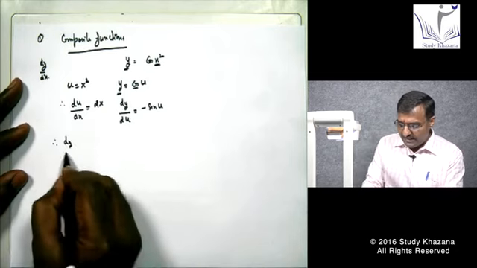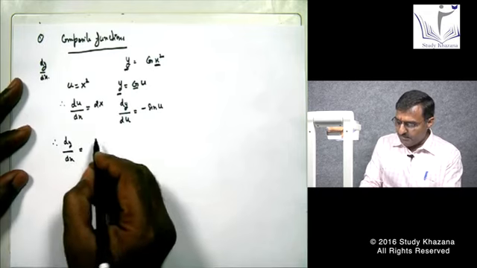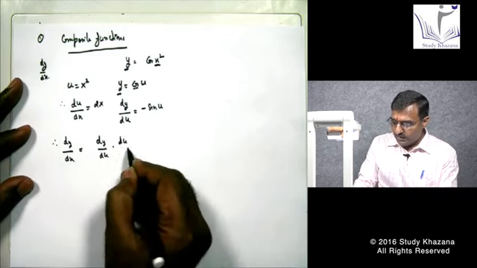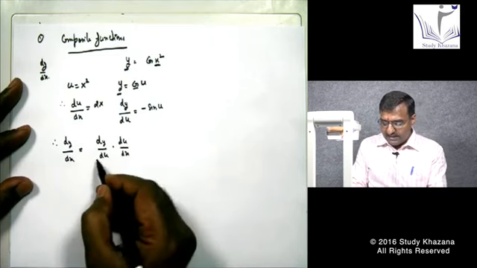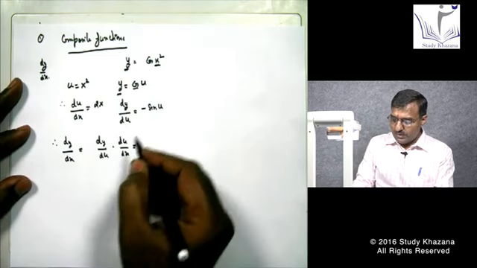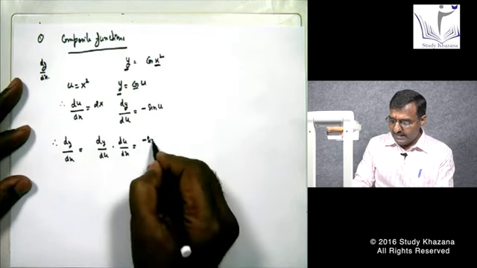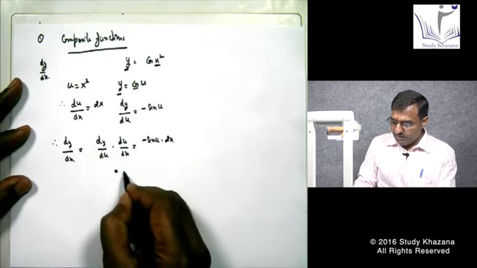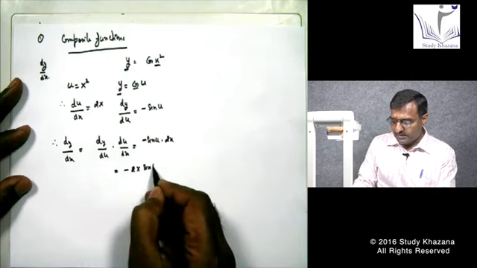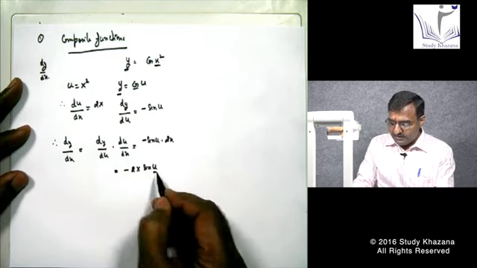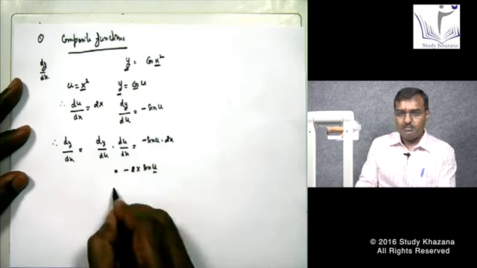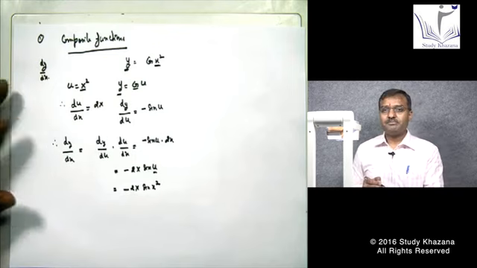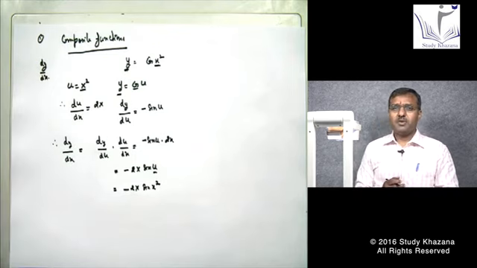Now I have to find dy by dx. So I can write dy by dx as dy by du dot du by dx. Here the du will cancel out. So I can write dy by du is minus sine u dot 2x. It will become minus 2x sine u. Now you have to remember to replace this u by what you initially put, x square. So this is minus 2x sine x square. Now this is the method of substitution.